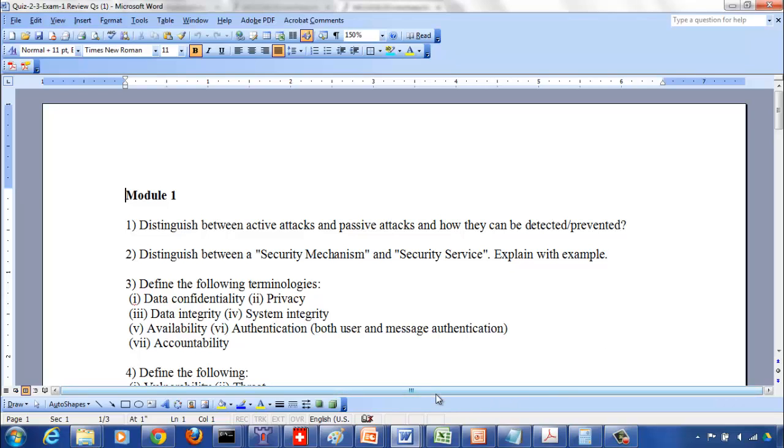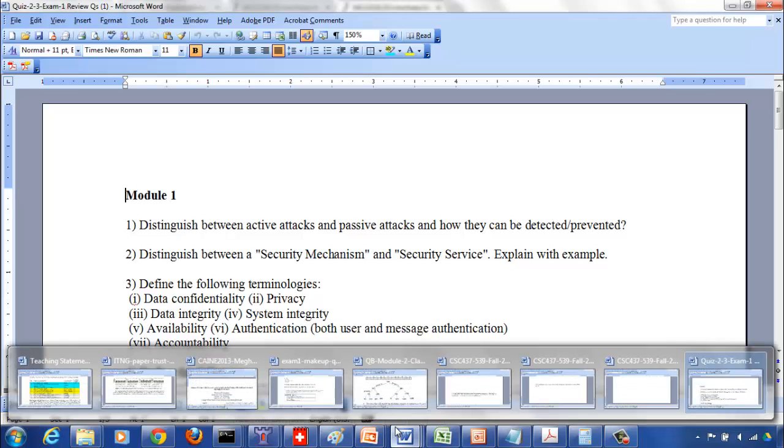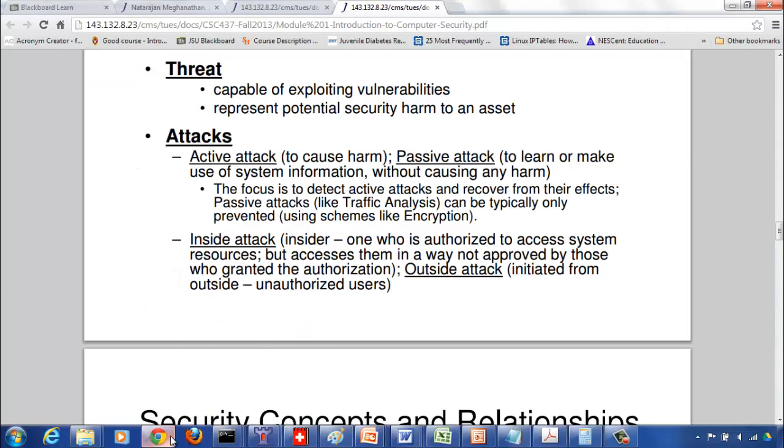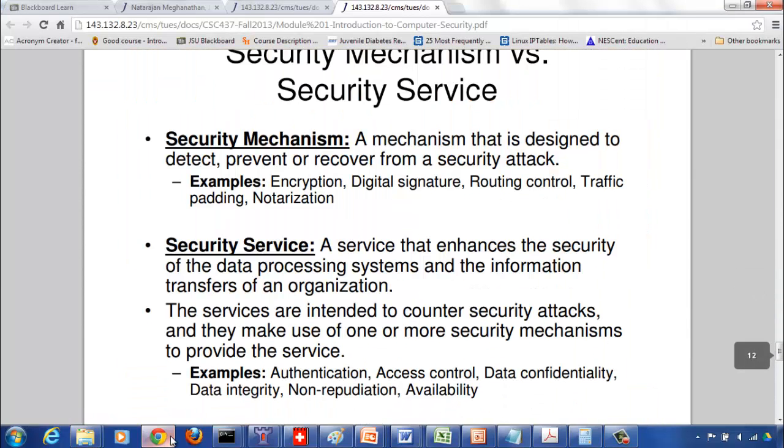Now distinguish between a security mechanism and a security service. A security service is something that we provide to the end users, or sometimes the organization employs certain services to maintain the secrecy of the data and information. The services are mainly intended to counter the security attacks, and these services are provided by making use of one or more security mechanisms.